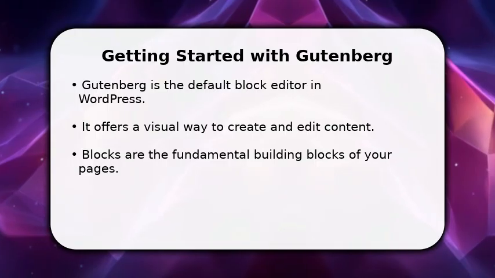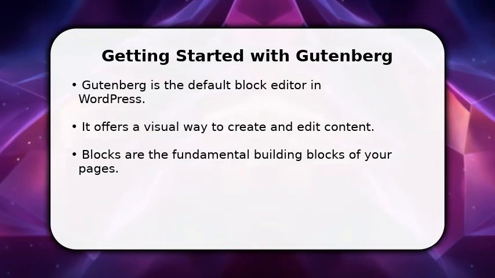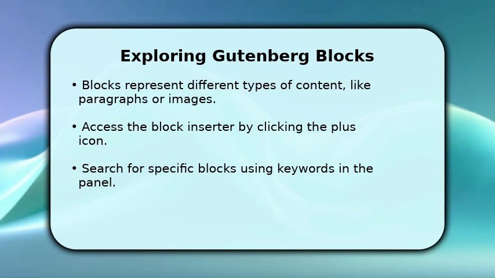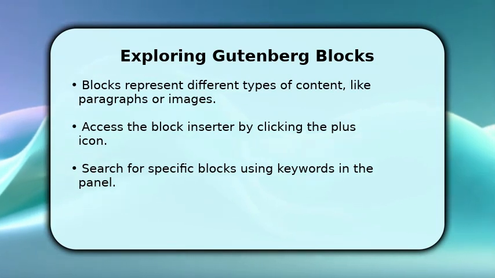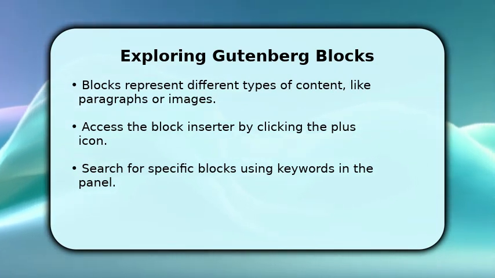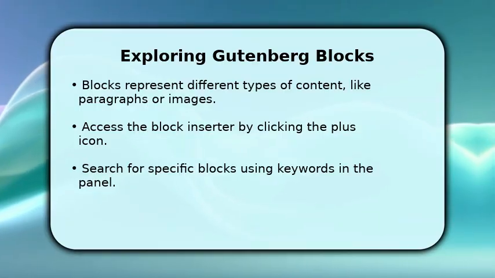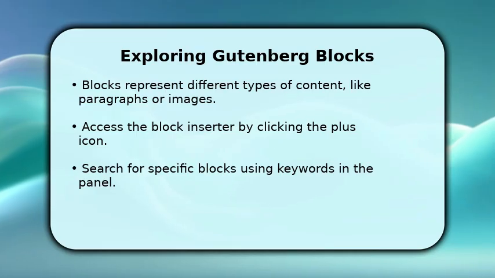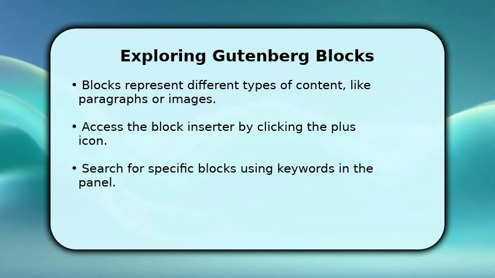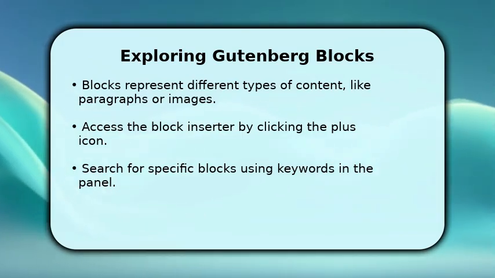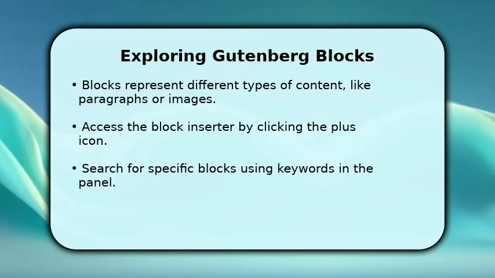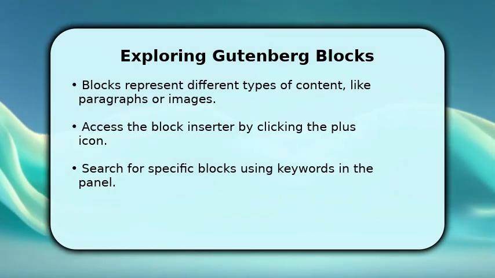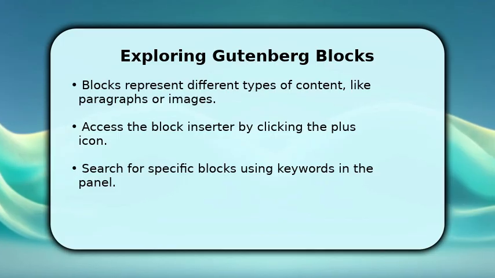This intuitive system makes designing complex layouts much more accessible. Gutenberg's core concept revolves around blocks. Each block is a distinct content element, whether it's a heading, an image, a video, or a custom layout. To add a block, simply click the plus icon, often found in the top left or within the content area. You can then browse categories or use the search bar to find the exact block you need. Once added, each block has its own settings in the right-hand sidebar for fine-tuning.